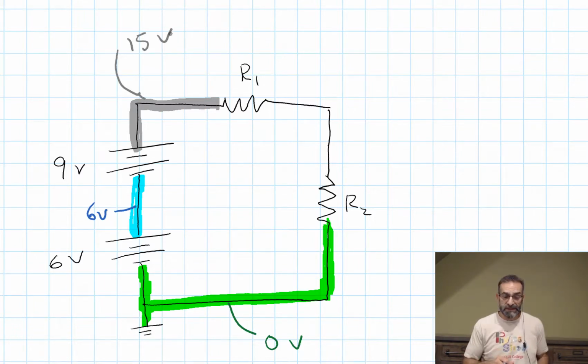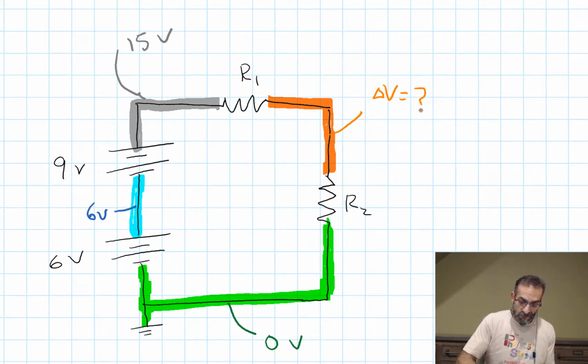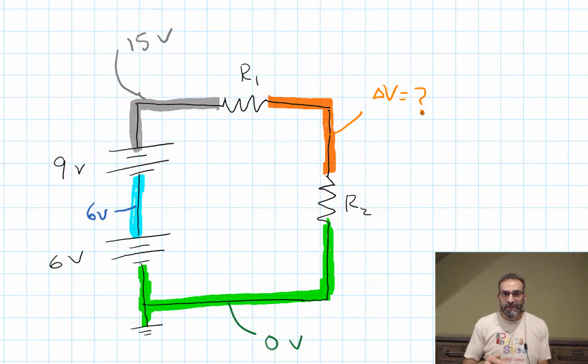There's one more section between these two resistors. So I'll get out another color and highlight it. And I don't know what the voltage is there, but I do know it's less than 15 volts. And it's more than 0 volts. That much I know. And in the next video, we'll learn some techniques where we'll be able to figure out what that voltage is and what the current is in this circuit.